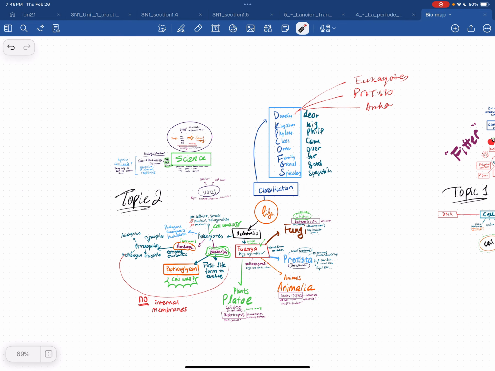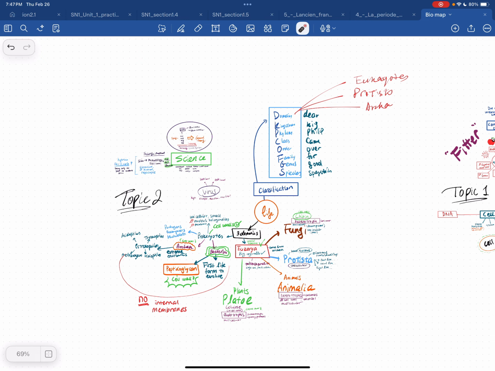Let's talk about topic 2, which is domains of life and of viruses. So let's classify life. Biology is the study of life. Do they all look the same? Are they all living organisms different from each other? What do they share in common with each other?